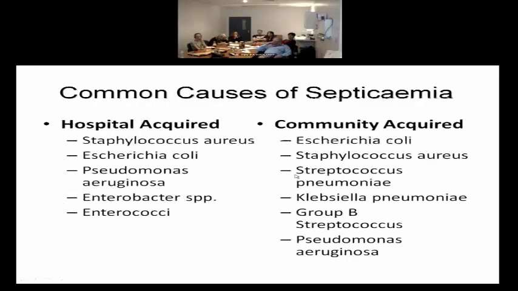So here are some common causes of septicaemia. For hospital-acquired, there's usually Staph aureus, E. coli, Pseudomonas, Enterobacter species, and Enterococci. Community-acquired causes of septicaemia are a tiny bit different: E. coli, Staph aureus, Strep pneumoniae, Klebsiella, Group B strep in general, and Pseudomonas aeruginosa.